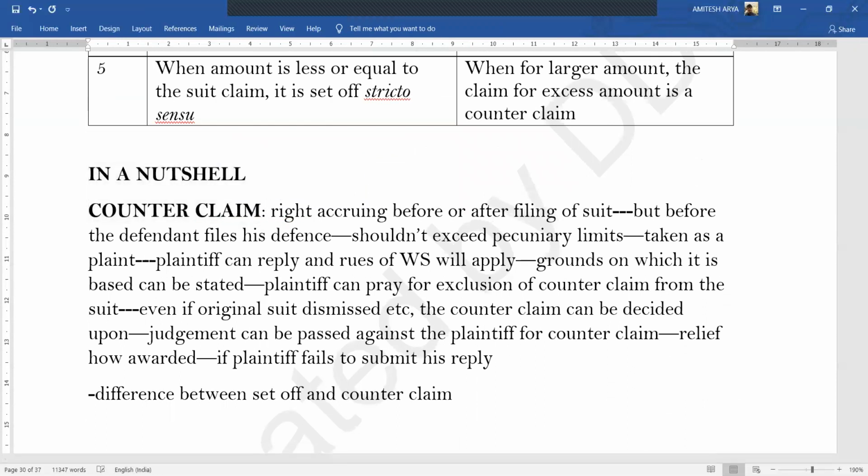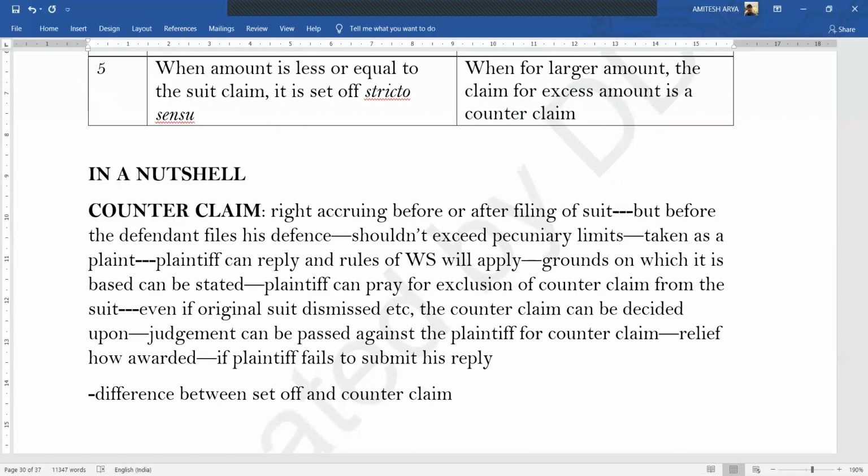Here the right is accruing before or after filing of the suit, but before he is filing his defense, and again should not exceed the pecuniary limits. You can take it as a plaintiff can reply, and the rules for WS will apply here. The grounds on which it is based have to be stated. The plaintiff can apply for the exclusion of the counterclaim from the suit, even if the original one is dismissed, discontinued, etc. The claim can be decided upon, and the counterclaim can be decided upon.